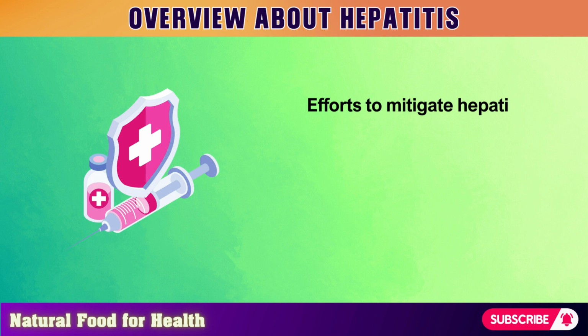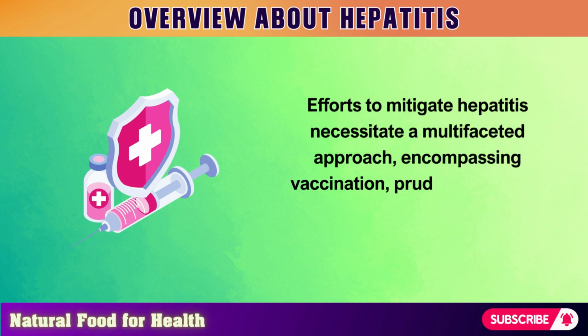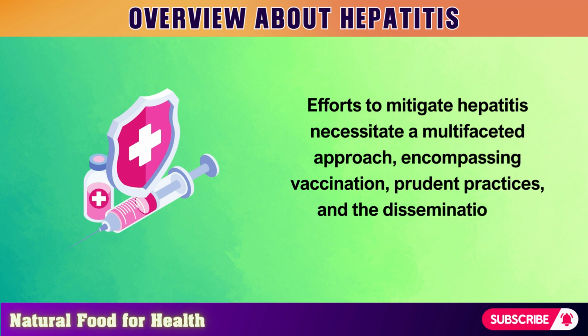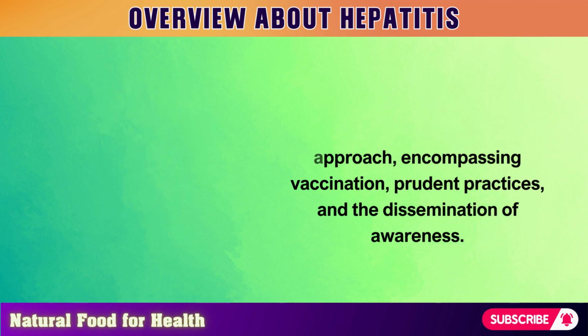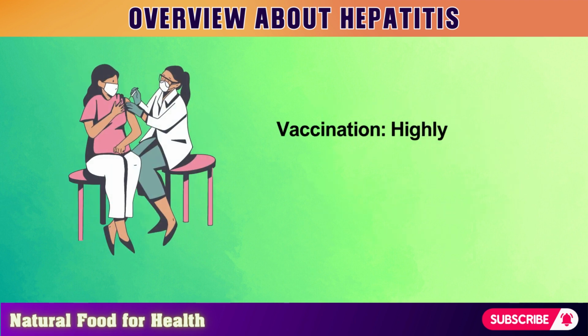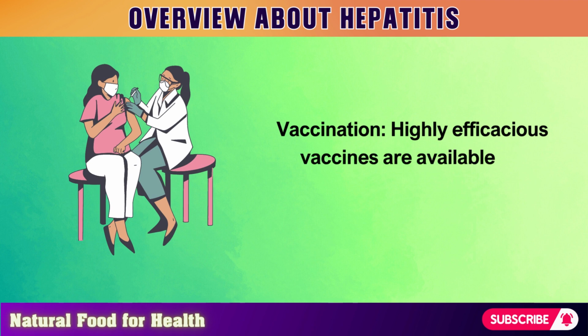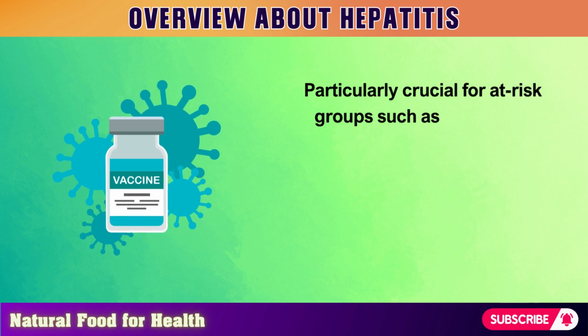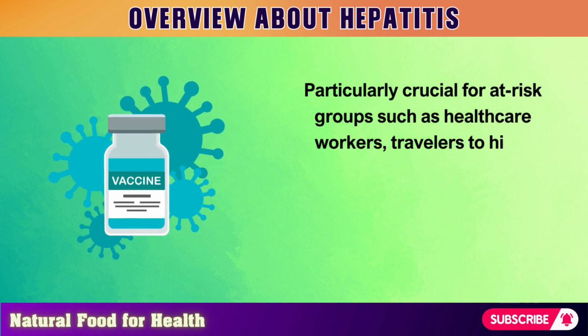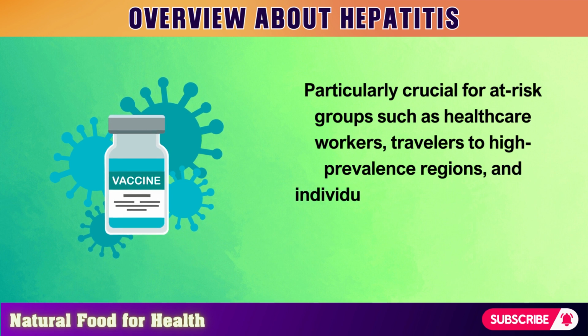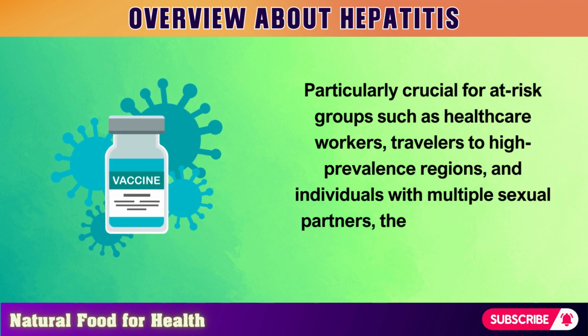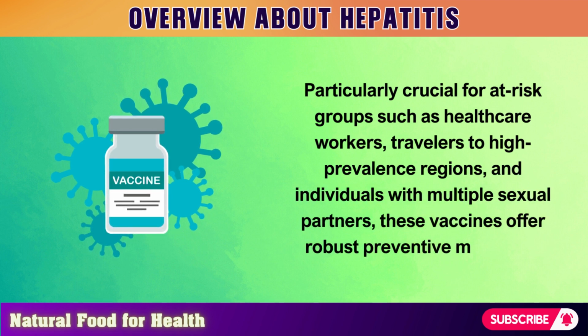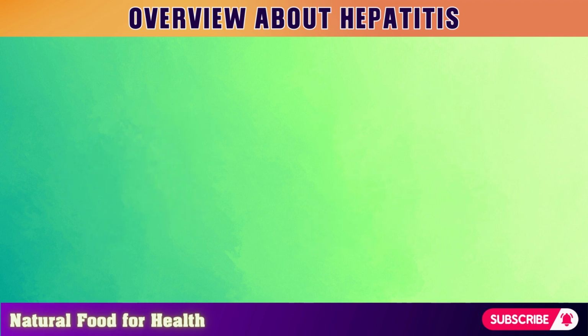Efforts to mitigate hepatitis necessitate a multifaceted approach, encompassing vaccination, prudent practices, and the dissemination of awareness. Vaccination. Highly efficacious vaccines are available for hepatitis A and B, particularly crucial for at-risk groups such as healthcare workers, travelers to high-prevalence regions, and individuals with multiple sexual partners. These vaccines offer robust preventive measures.